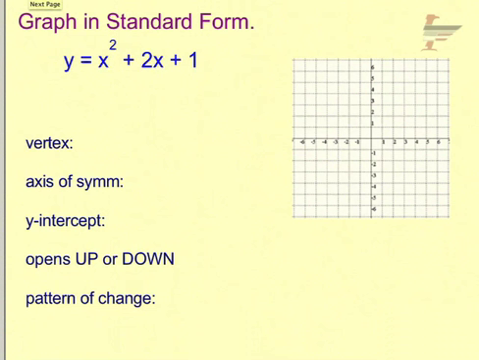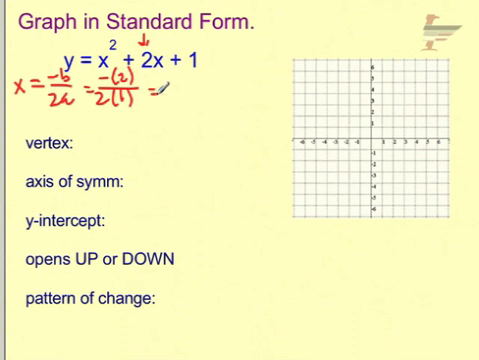Form, there's a few things we want to make sure we have for our parabola. First thing is the vertex. Again, we need to remember the x value of our vertex is equal to negative b over 2a. Our b value is this 2, so we have negative 2 over 2 times our a value, which is in front of that x squared. Since we don't see anything, it's just a 1. So we have negative 2 over 2, so the x value of our vertex is negative 1.